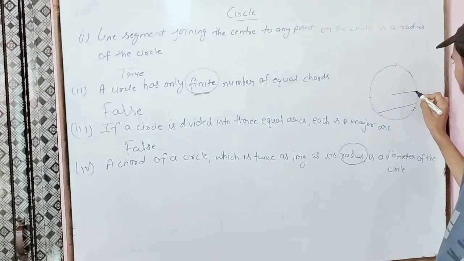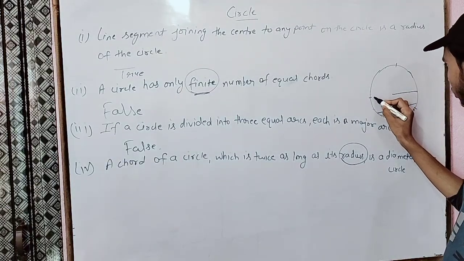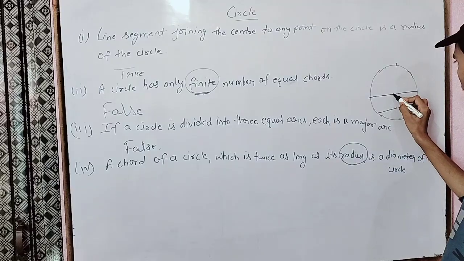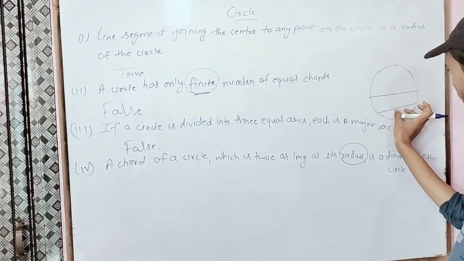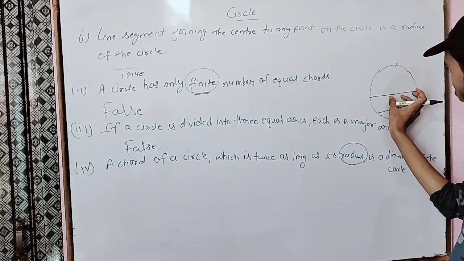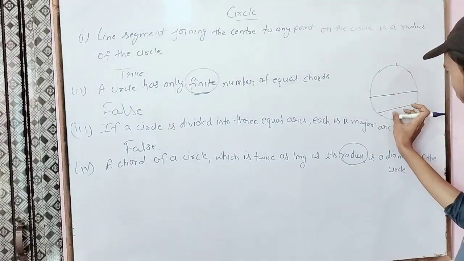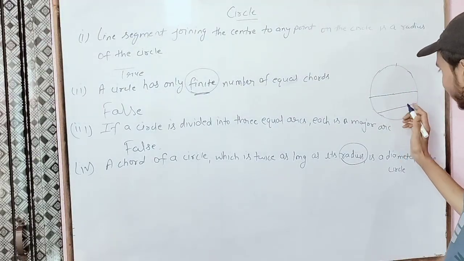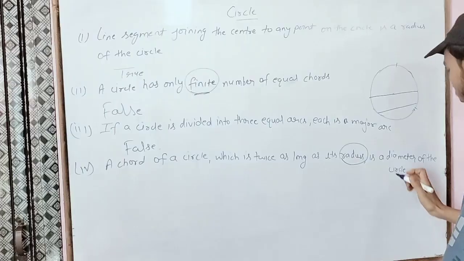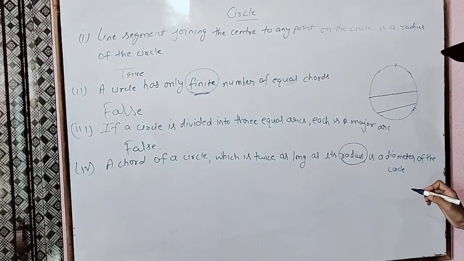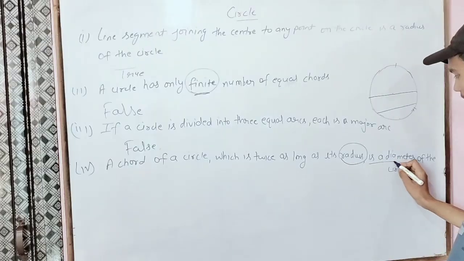Let's say this is a radius. The distance of these two radii, and this is a chord. So the distance of this is more than the distance of this. That's why we can't say that this chord is two radii. Is the diameter of the circle? Now the next sentence.